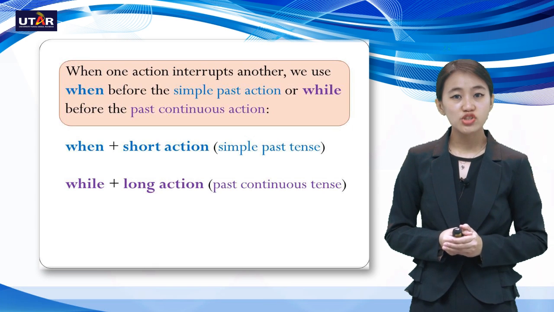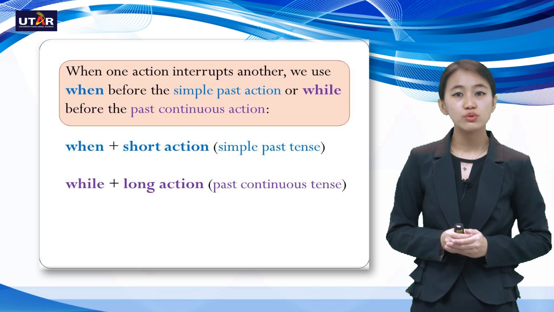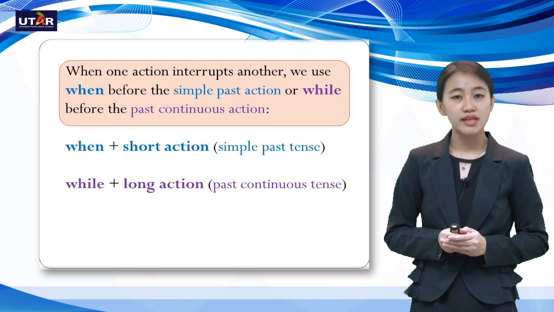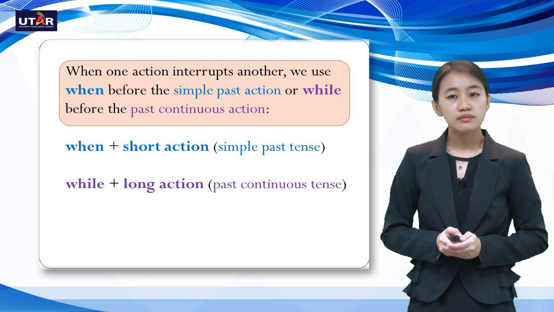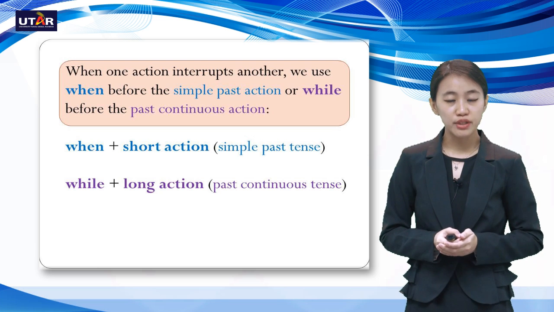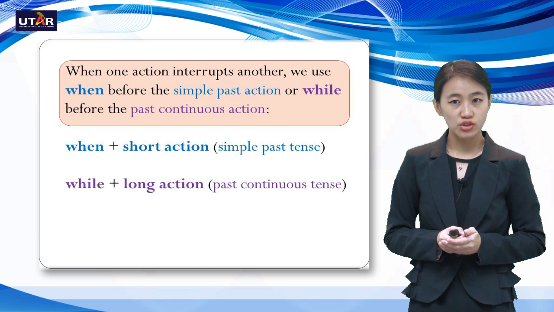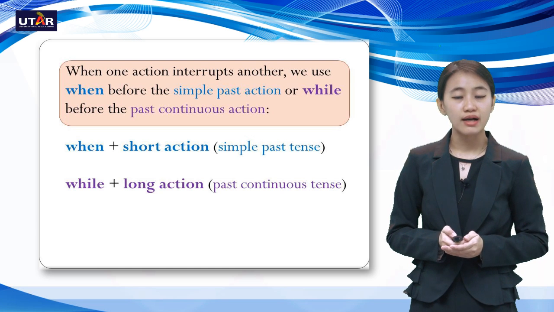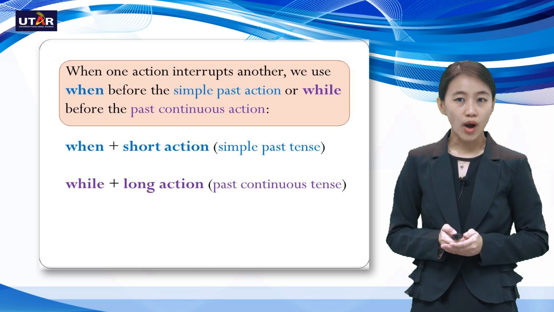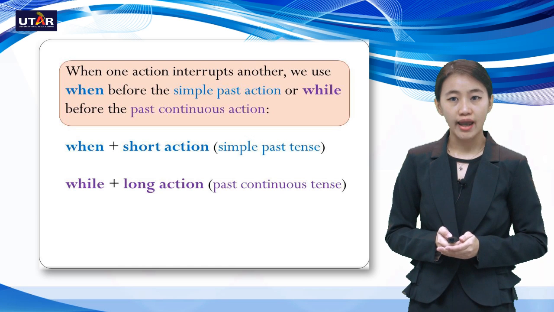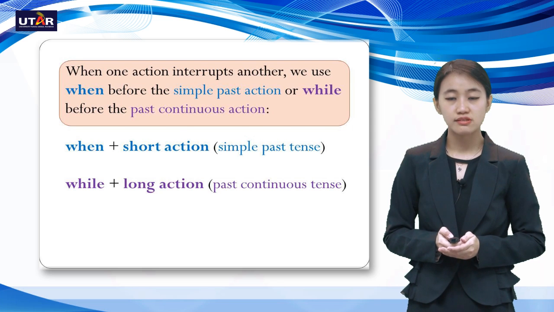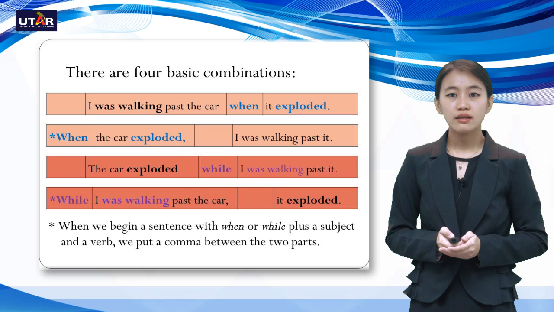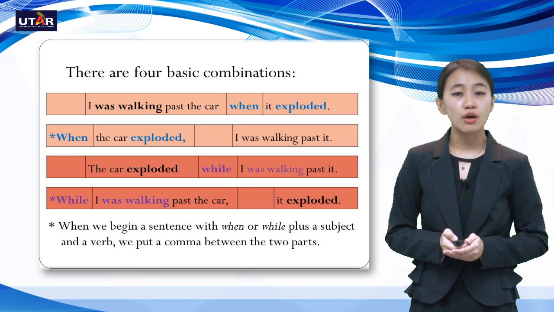Next, when one action interrupts another, we use when before the simple past action or while before the past continuous action. So this is a simpler form, when plus short action to indicate simple past tense. While will be followed by long action, which will mean it is in past continuous tense. So there are 4 basic combinations here.